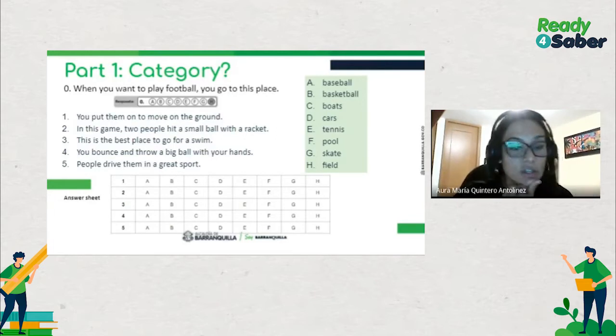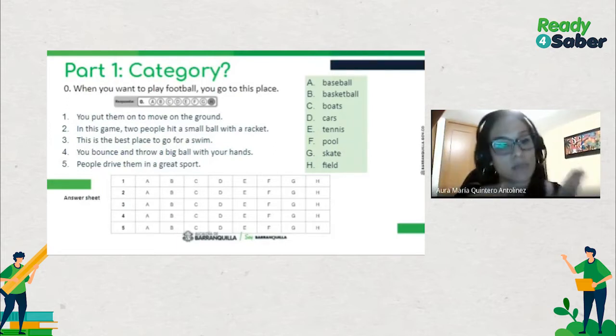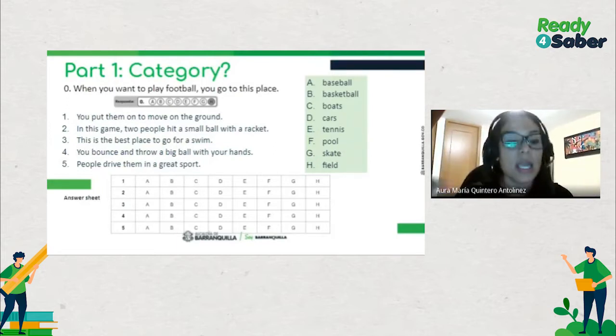Okay, guys, good. So remember that this first category is just finding the correct definition for those words. And remember, there are two extra words that you don't use, so you have to be careful. All right, two extra words. Okay, good, thank you very much.